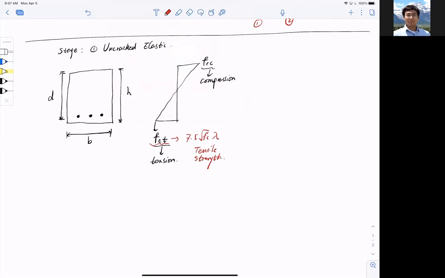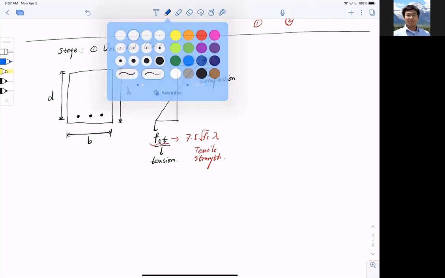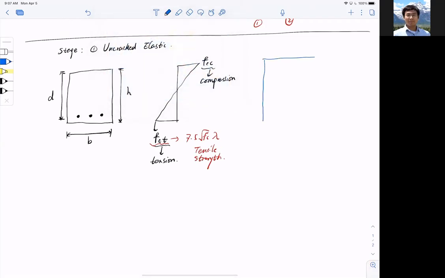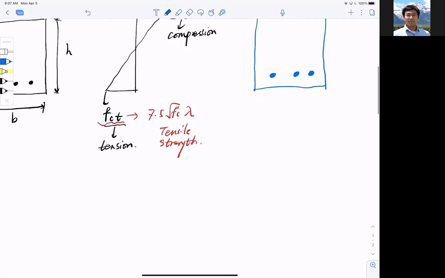All right, now if you look at the cross section here, I have a rectangular concrete section. I have reinforcement at the bottom. Because these reinforcement have a higher Young's modulus, I have to convert that into concrete. Okay, so watch carefully. How do I convert that into concrete?